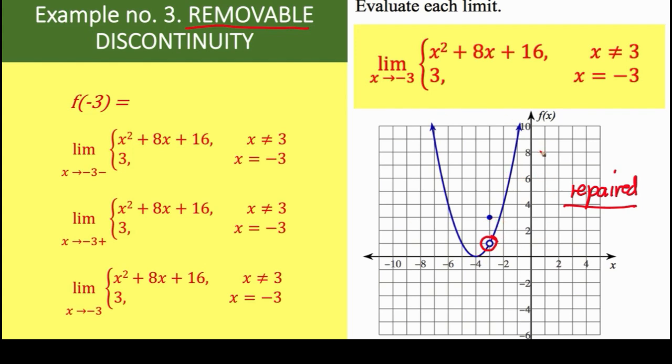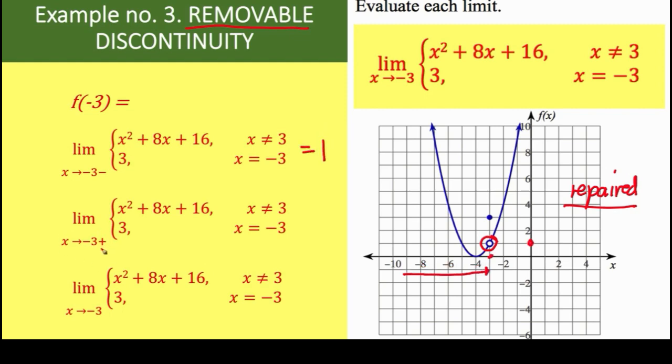So what is the limit of this piecewise function, x squared plus 8x plus 16 when x is not equal to negative 3, and the function is equal to 3 if x equals negative 3? So let's take a look at the left-hand limit. As x approaches negative 3 from the left, we are coming from here going this way. What is the y value? The y value is the limit. So the y value is approaching positive 1. So the limit here is positive 1.